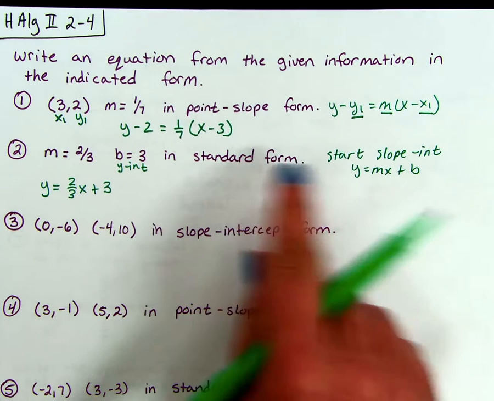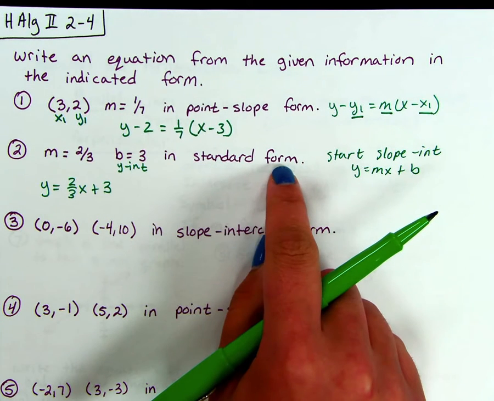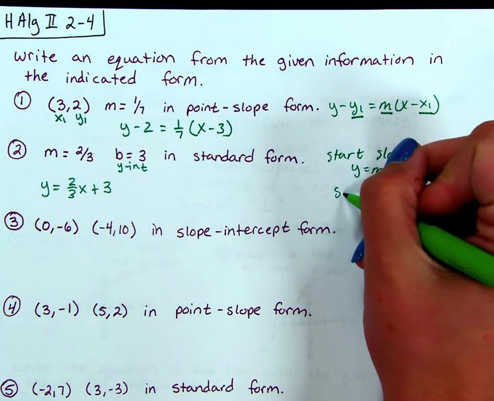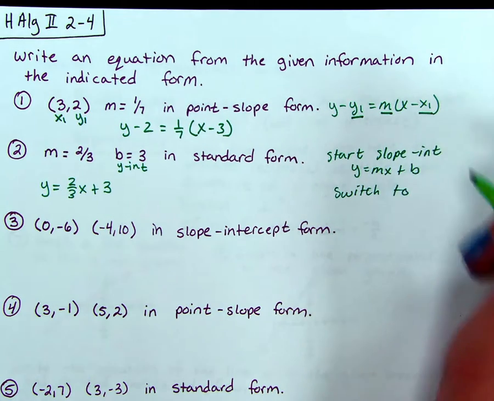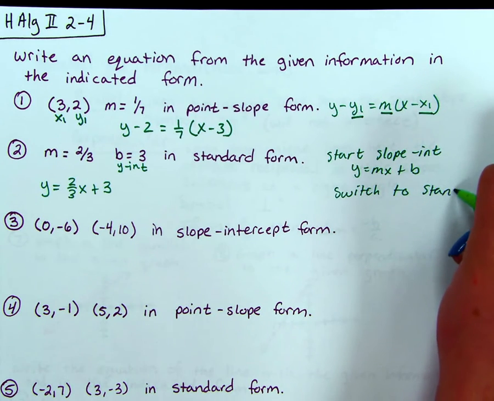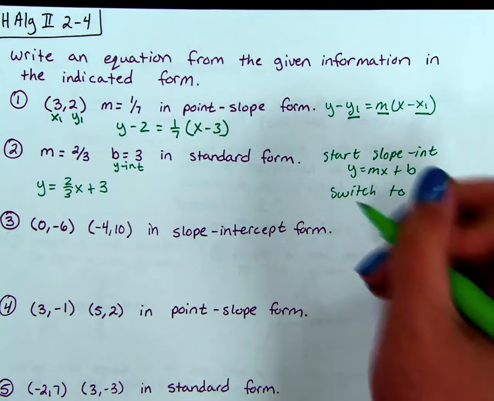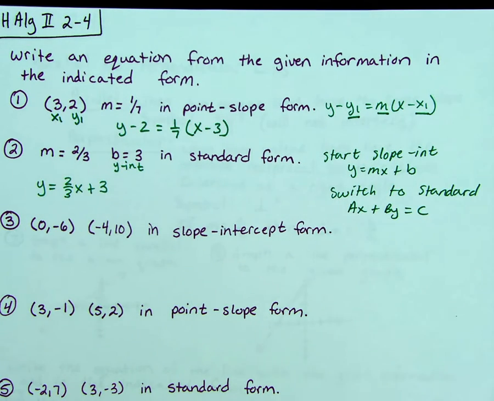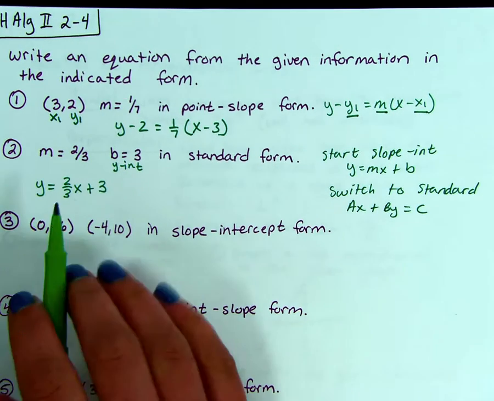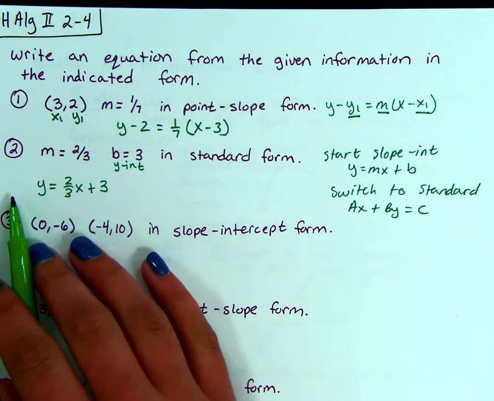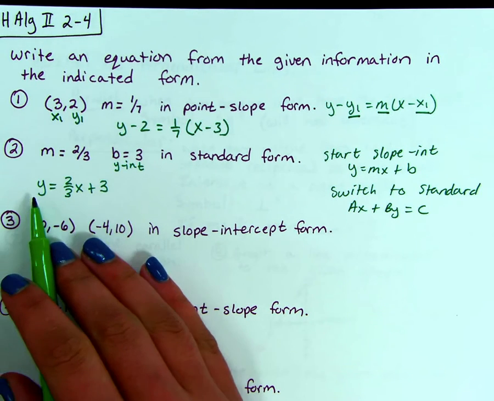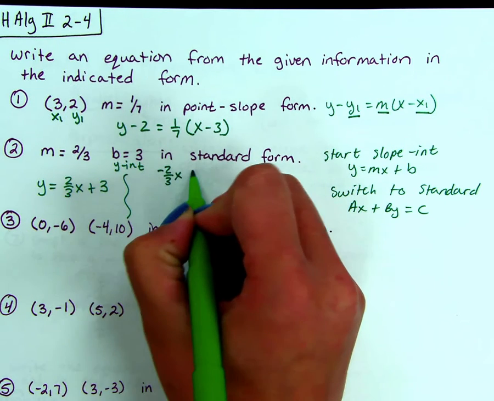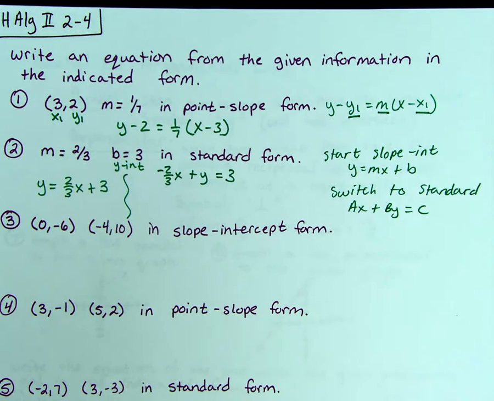But we have to be careful because our question is asking for standard form. So if we're writing something in standard form, it has to look like ax plus by equals c. So x and y have to be on the same side. So we're going to start by subtracting x over, so that x and y are on the same side. So that will give us negative 2/3 x plus y equals 3.